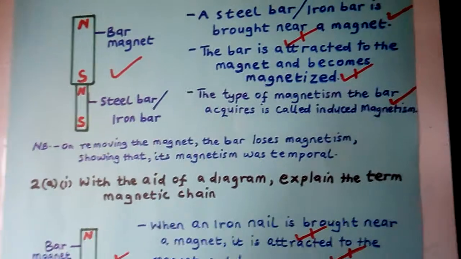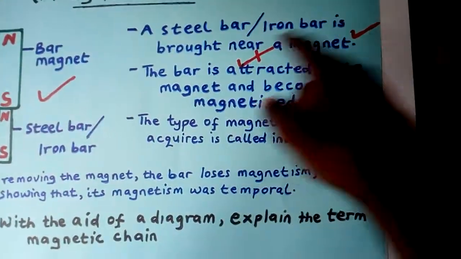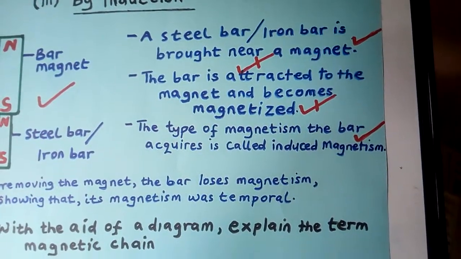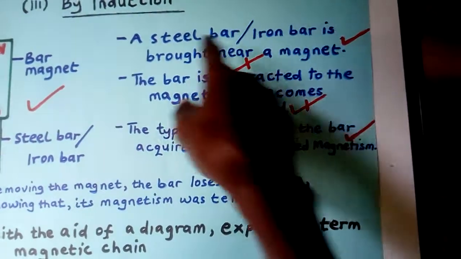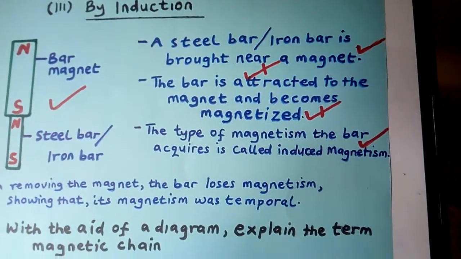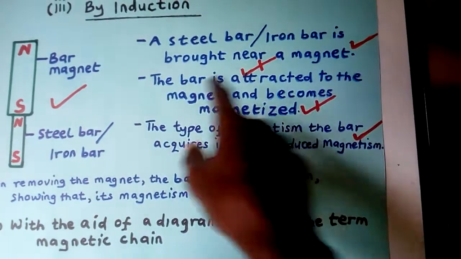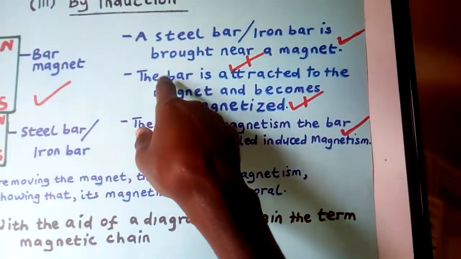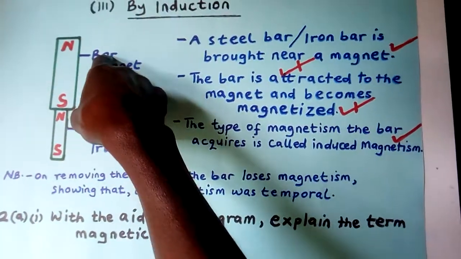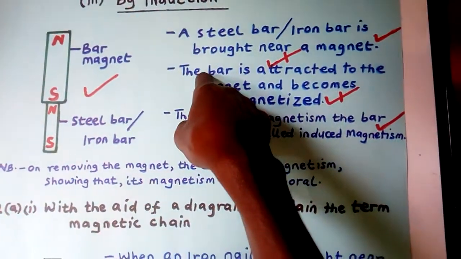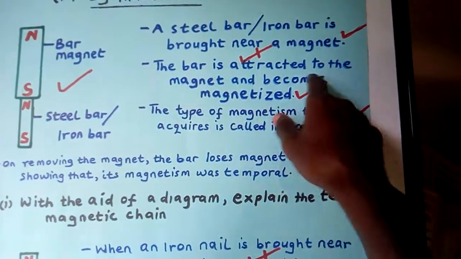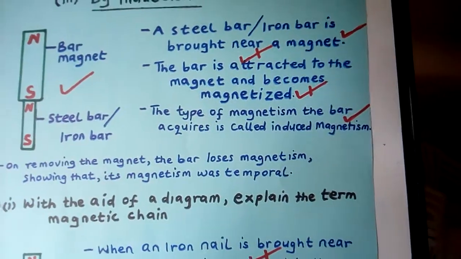So putting it in writing, we say, see the first statement here, a steel bar is brought near a magnet. Now we are not saying only steel bar, it could be a steel bar you are bringing or iron bar. You bring it near the magnet. After that, what do you observe? The steel bar is attracted to the magnet. We have two bars here. There is a steel bar, then there is a bar magnet. So to differentiate, this one is the steel bar. The steel bar is attracted to the magnet, and then it becomes magnetized. It becomes a magnet itself.